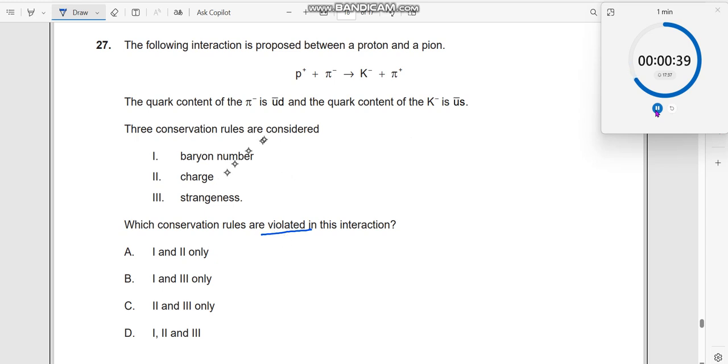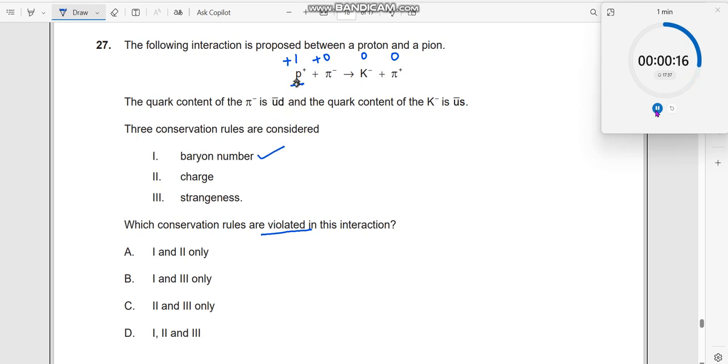Now you see, this is a baryon. Baryon number for it is +1. This is a pion, not a baryon, so it is 0 here. And this is also not a baryon, 0. And this is also not a baryon, 0. So baryon number is clearly violated. So this is one of them.